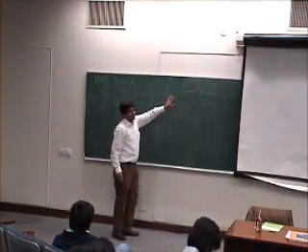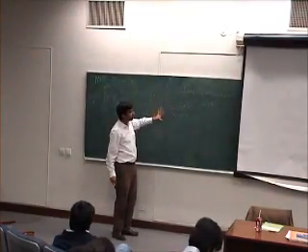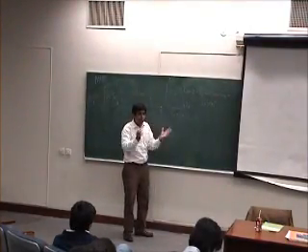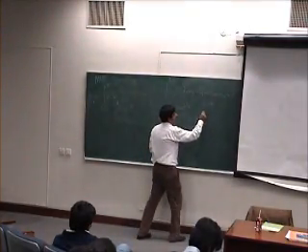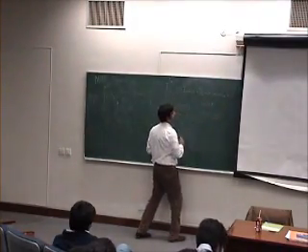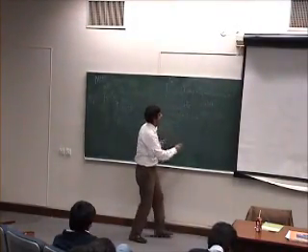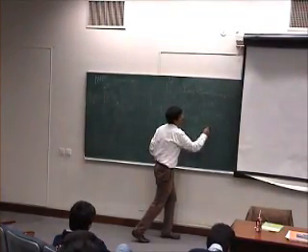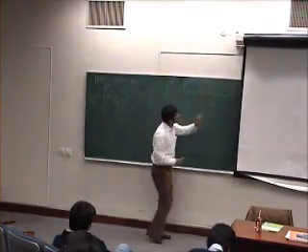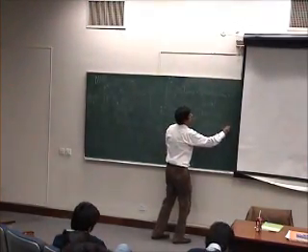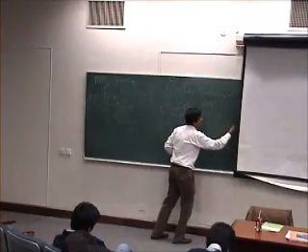So any point on the Bloch sphere can also be represented by a vector, a Bloch vector, which has components cosine phi sine theta, sine phi sine theta, and cosine theta.